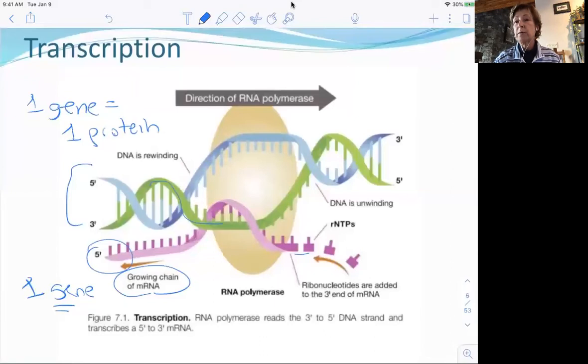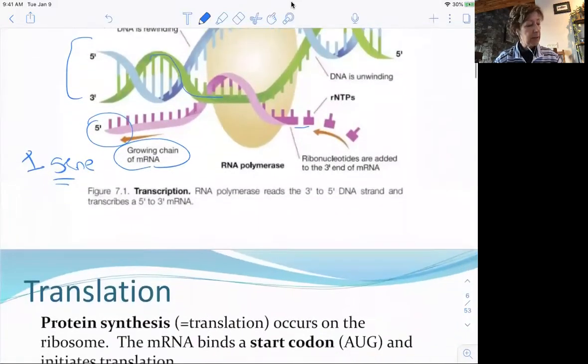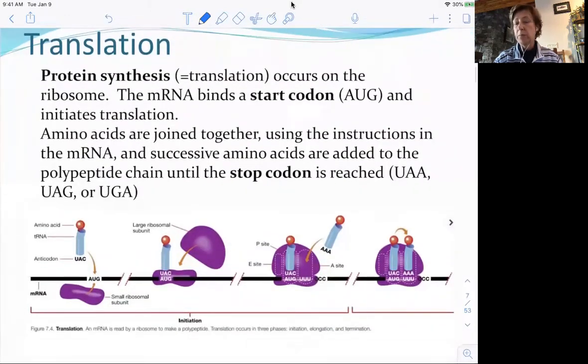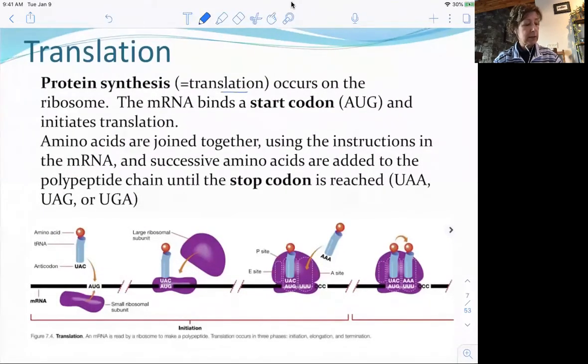Once we've activated that gene and we know we need to make that protein, we need to make the RNA first. And then once we have that RNA, whether it's in a bacterial cell or eukaryotic cell, it doesn't really matter, we are then going to translate that. In other words, we're going to make that protein that's encoded by that RNA. The process of protein synthesis, or translation, occurs with the help of the ribosome.